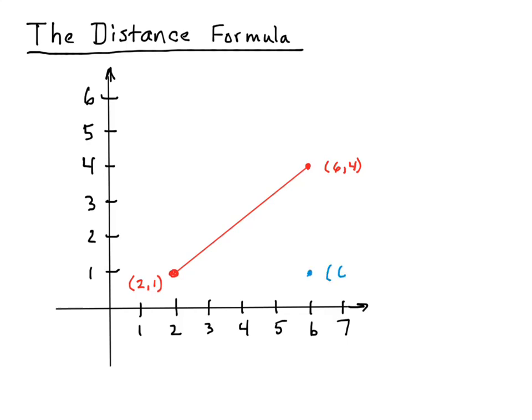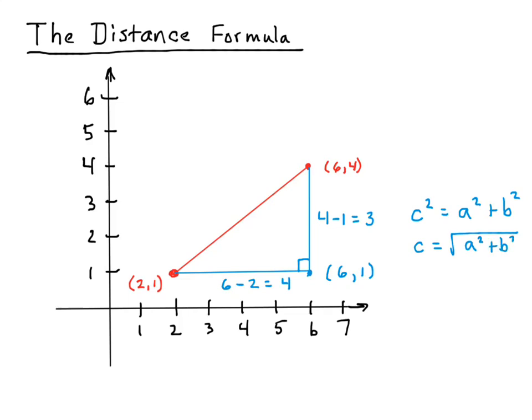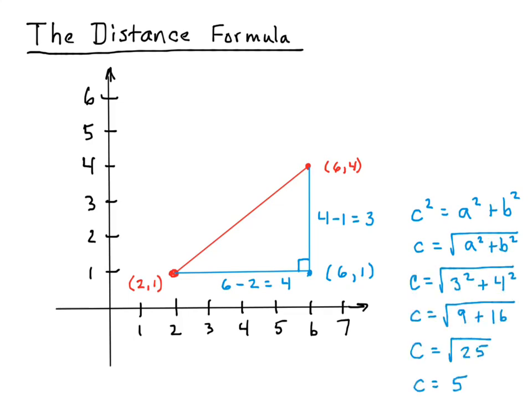Well, what we make use of is a triangle where we have the horizontal distance and the vertical distance, and then we use the Pythagorean theorem. And if you remember what the Pythagorean theorem is, for a right angle, c squared equals a squared plus b squared. And so we can do the computation like this, and we find that that distance is going to be 5.